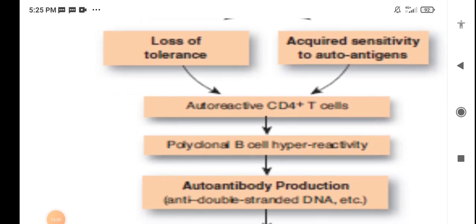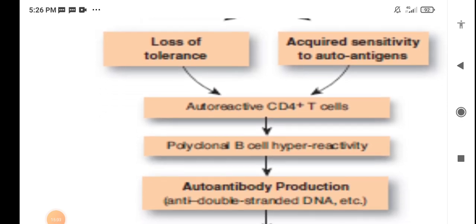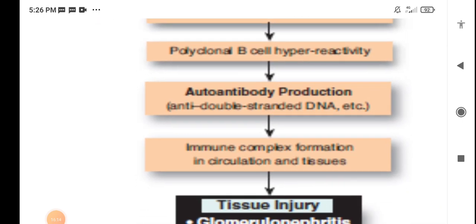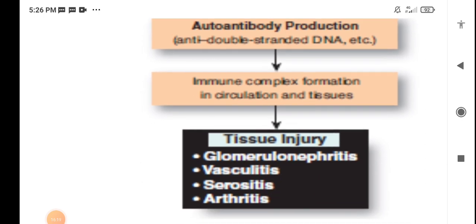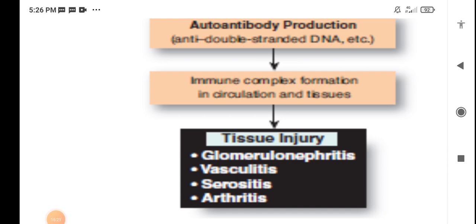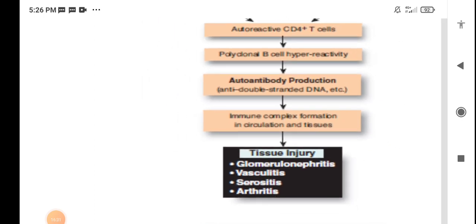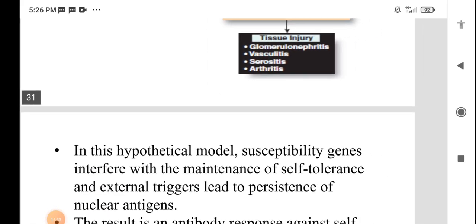Autoreactive CD4 plus T cells lead to polyclonal B cell hyperreactivity, which in turn leads to autoantibody production, that is anti-double stranded DNA, and immune complex formation in circulation and tissues, leading to tissue injury. So this tissue injury may present in the form of glomerulonephritis, vasculitis, serositis, arthritis. So this is a flow chart here.